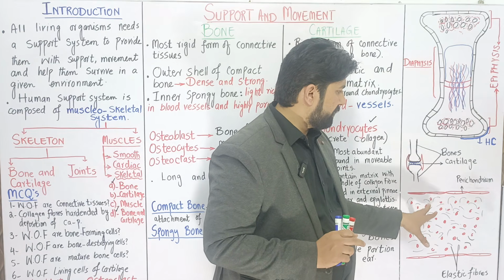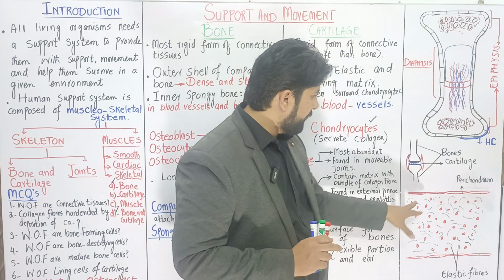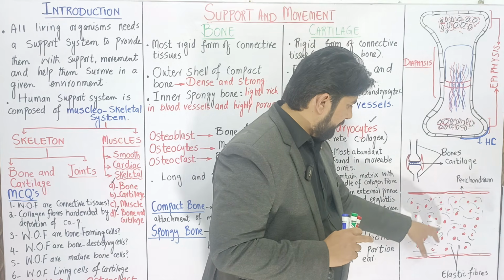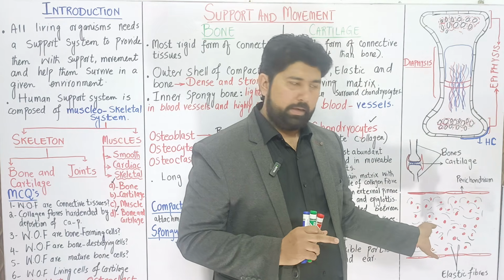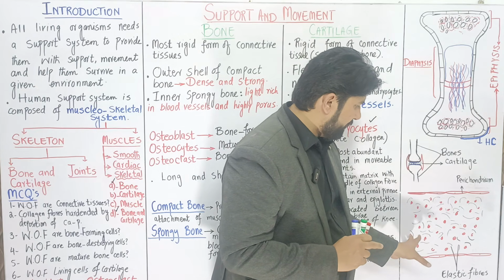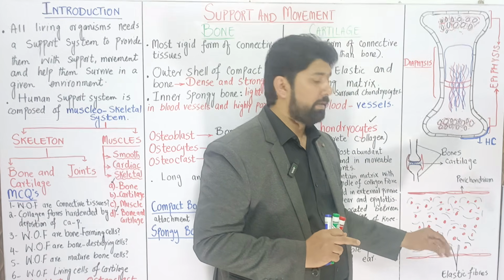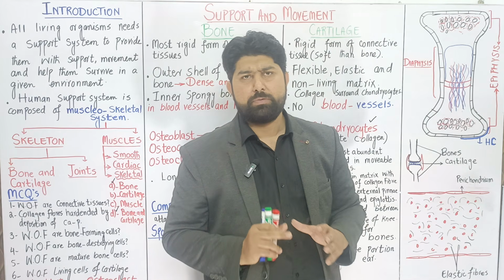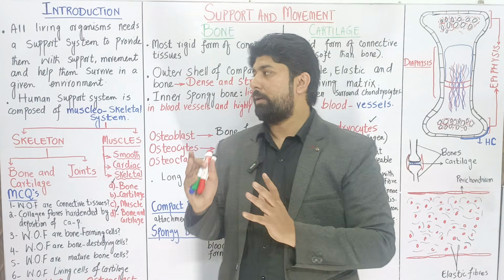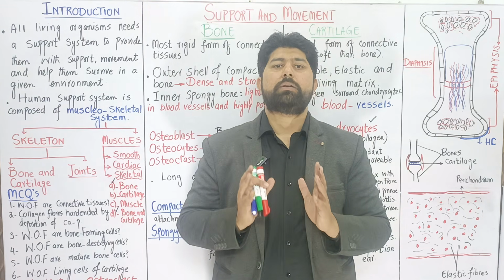In contrast to the structure of bone, we have the structure of cartilage, with the perichondrium, which is the outer layer of cartilage, and these are the cells of cartilage which are called chondrocytes. And here the different fibers are the elastic fibers. So this is the general introduction about the human skeletal support system.